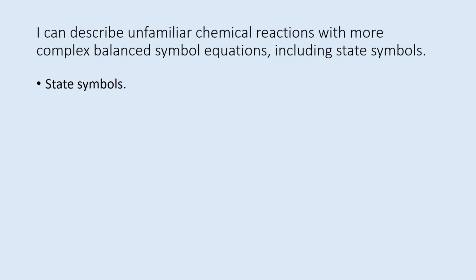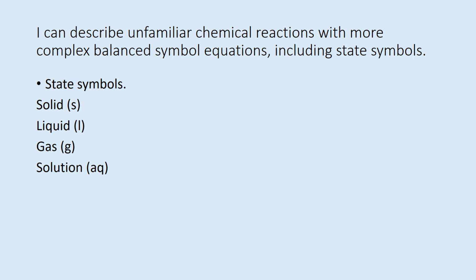Okay, the next statement that people were colouring red was this one. It says, I can describe unfamiliar chemical reactions with more complex balanced symbol equations, including state symbols. So first up, a quick reminder about state symbols. Hopefully you can remember what they are. State symbols are solid, denoted S, liquid, denoted L, gas with a G, and those three are generally pretty easy to remember. The one that sometimes gets people is the last one, which is AQ, which stands for aqueous or aqueous solution. That means that a substance is dissolved in water.